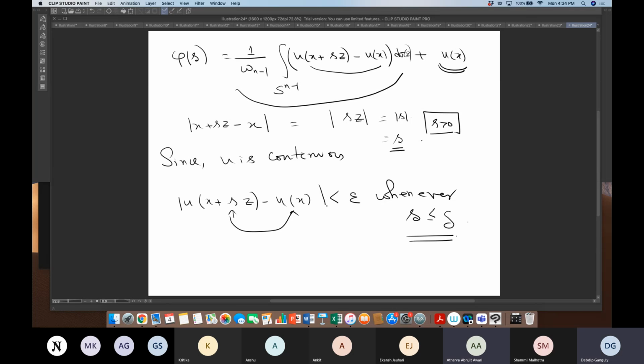Yes. Okay. So now I use this. You choose an epsilon, for any epsilon, the integral over w by n minus 1, S^(n-1), of u of x plus sz minus u of x, d sigma z, modulus, is less than epsilon whenever s is less than delta. Okay.